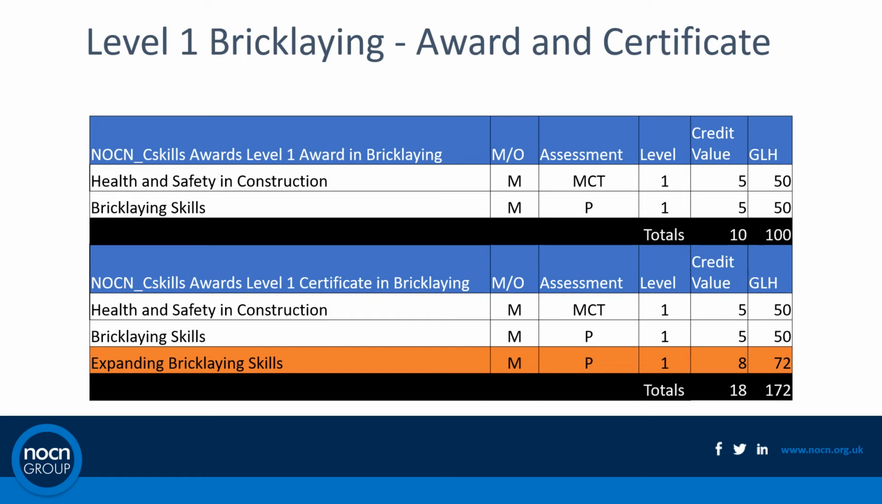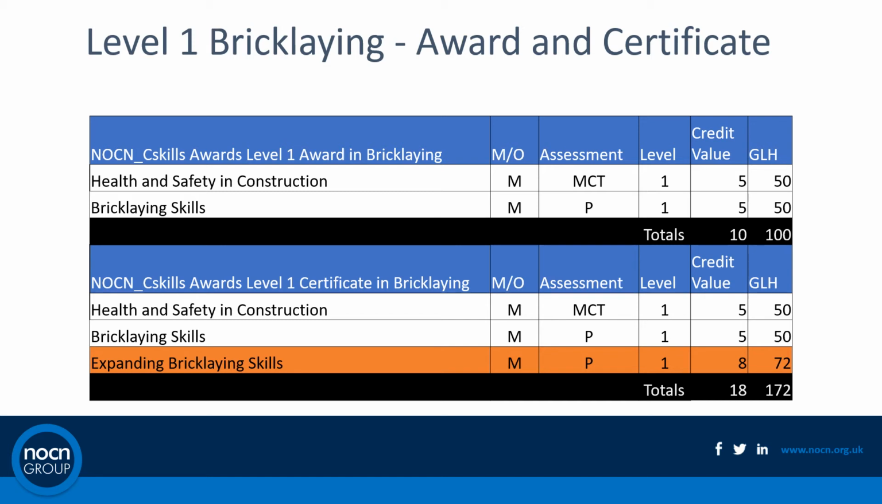Moving on now to look at the trade-specific qualifications. So I've taken bricklaying as our example for this presentation today, but this can basically be swapped out for any of the other core trades. Looking here at the award and certificate in bricklaying, you've got the level 1 award at the top, so you would do the health and safety and construction knowledge unit, which is assessed by multiple choice test, and then you do a bricklaying skills practical unit, and that's assessed by a practical. Completing those two units, that mixture of knowledge and practical, would gain a learner the level 1 award in bricklaying.